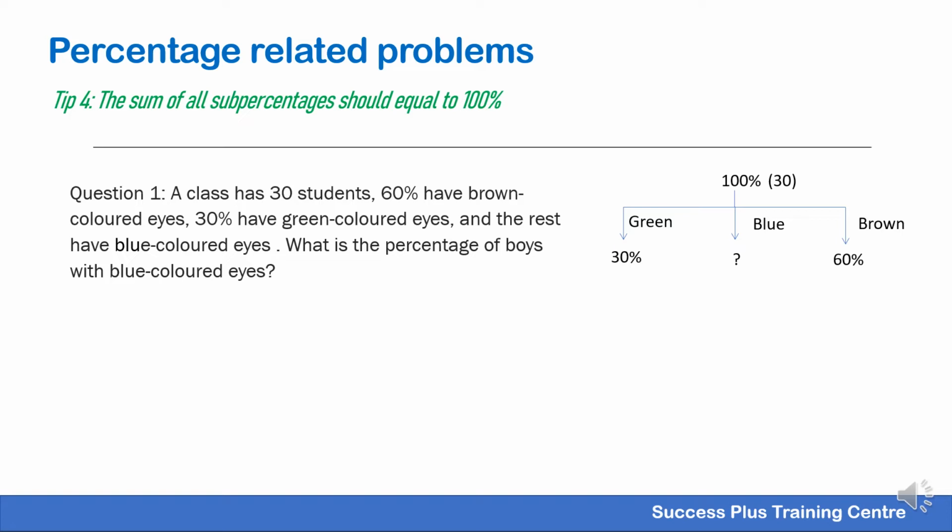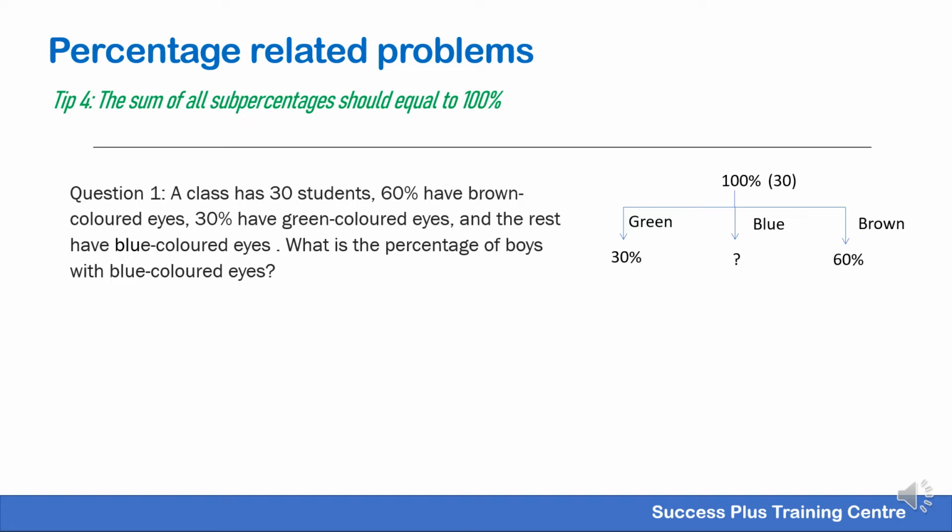The sum of all sub-percentages should always equal 100%. In some questions, you will find that the percentage will split into more than just 2 groups. Just bear in mind that the addition of all these sub-percentages should always equal 100%. Now let's have a look at this question.